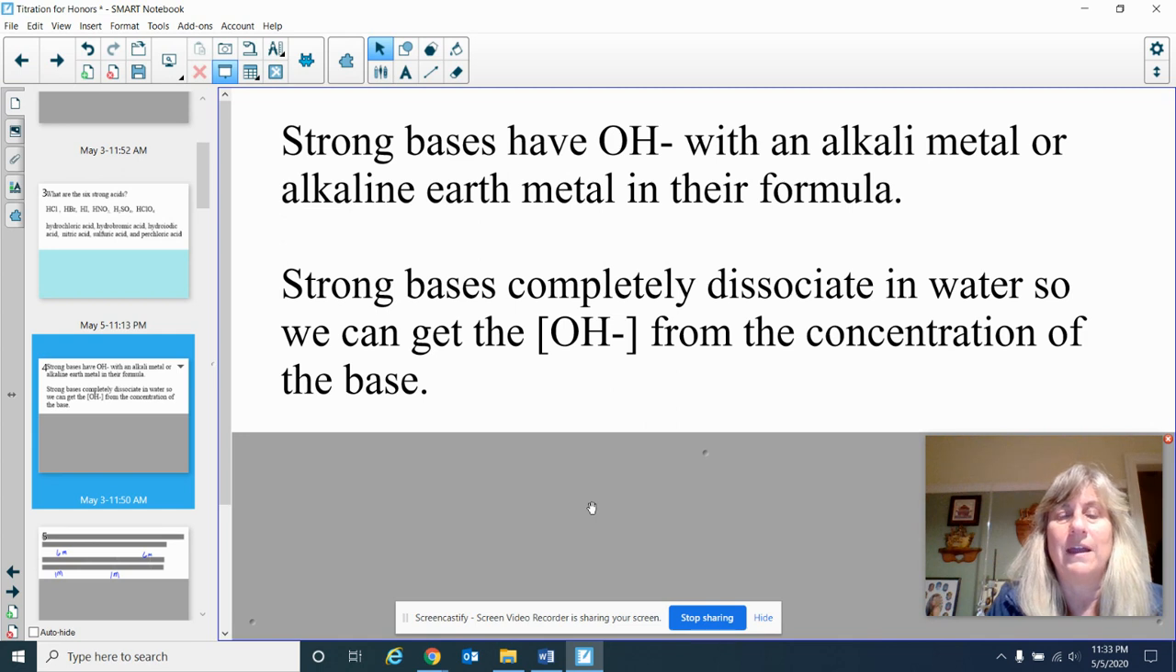So they have an alkali metal like Na, Li, K with OH, or an alkaline earth metal, the bigger ones like Ca, Sr, with the OH, and those are your strong bases. Okay.